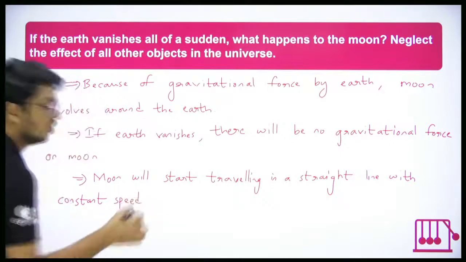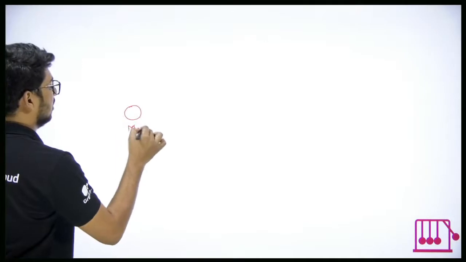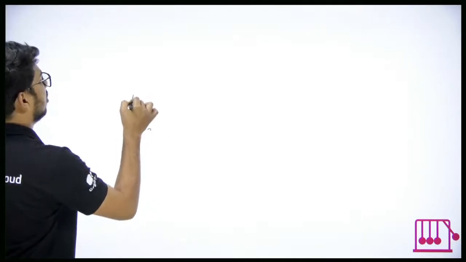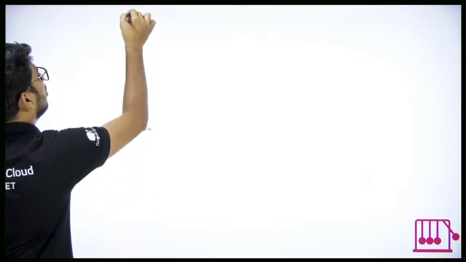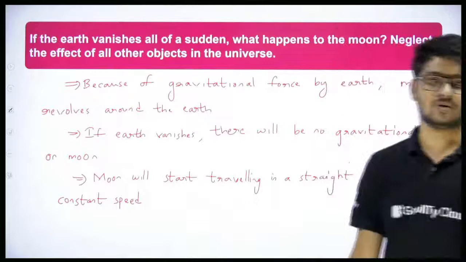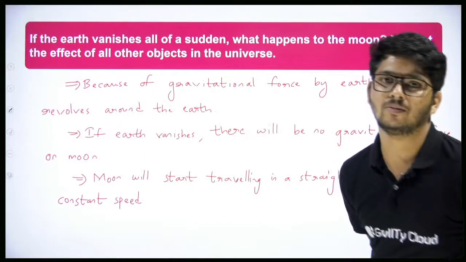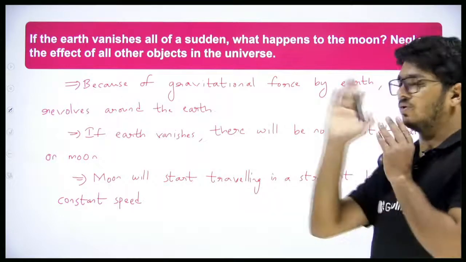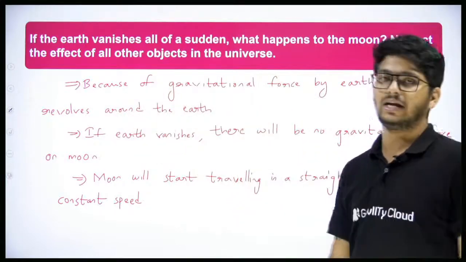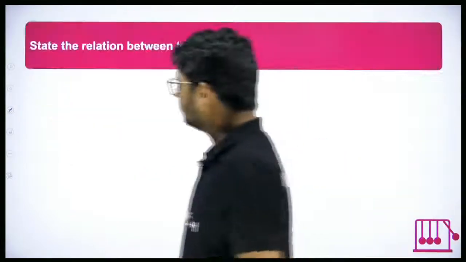If there is no force, no change in velocity, that means if this is the moon, it will keep on going along a straight line with constant velocity. It will not be in circular motion anymore. Moon will not be revolving in a circular motion anymore. It will continue to go along a straight line. Is that clear? Good. Next.